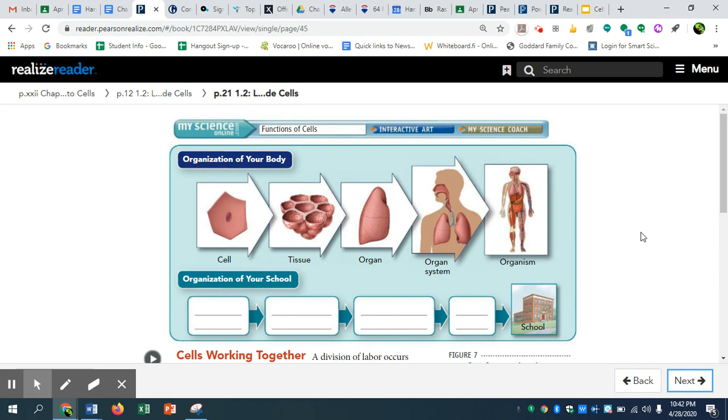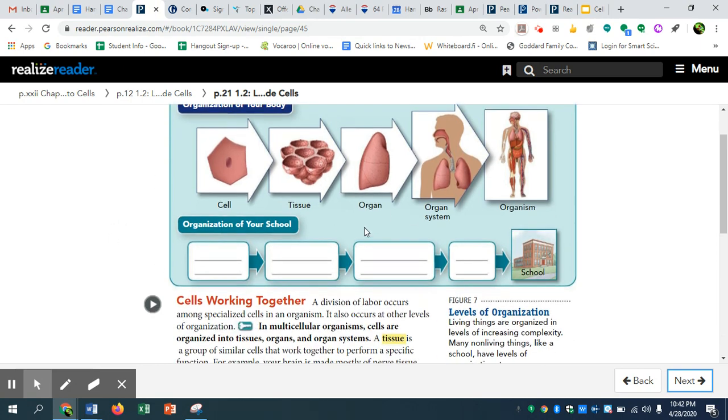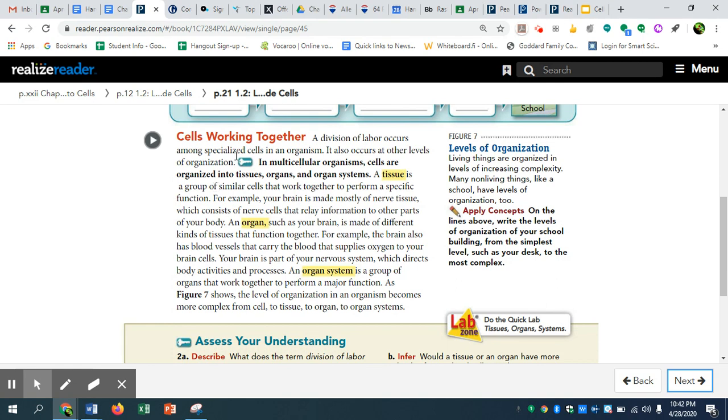So to compare it to a school or to a factory or to something like a shopping center or something like that. So we're going to do something similar, just in a different way with the organization of living things in our body. So let's take a look at this passage here. And it says cells work together, and there's a different division of labor and a different system of organization in our body. So in multicellular organisms, cells are organized into tissues, organs, and organ systems. So these are all vocabulary that you're going to have to know.